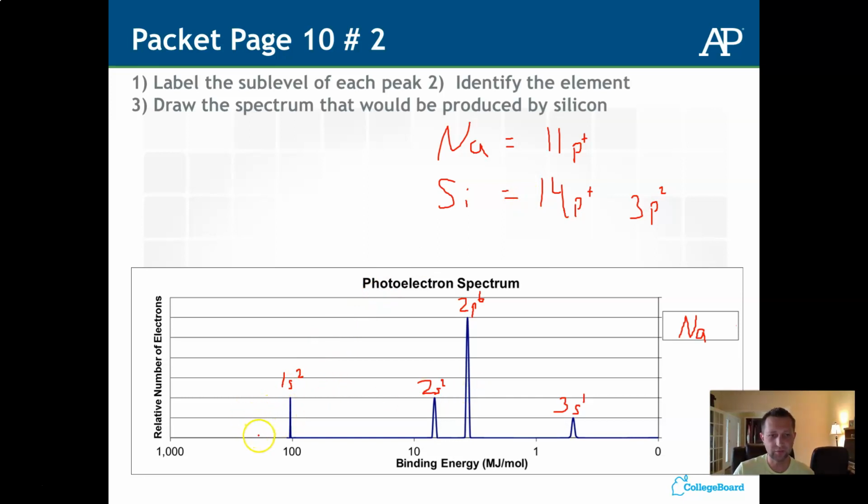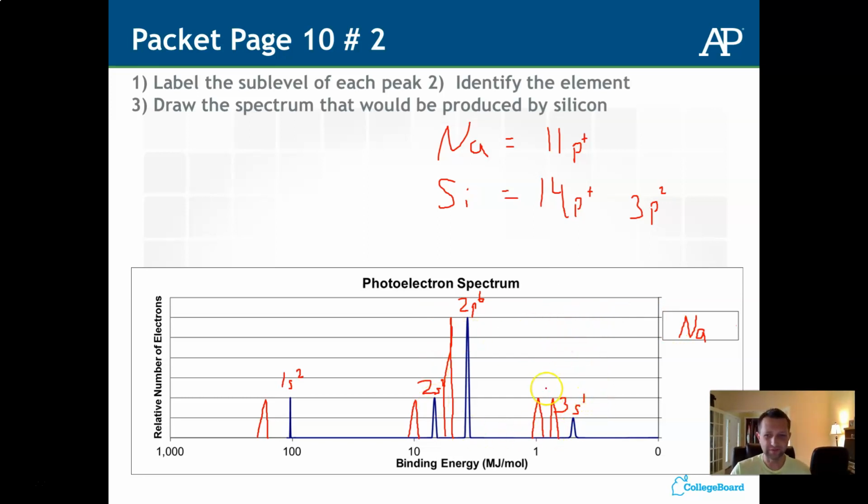So silicon will definitely have a 1s2 peak. It will have a 2s2. It will have a 2p6. It'll have a 3s2, so we're going to shift that here. 3s2, and a 3p2 right there. Same height because there's 2 electrons in it. 1s2, 2s2, 2p6, 3s2, 3p2. Make sure you don't get these mixed up with the sodium spectra I had drawn in.